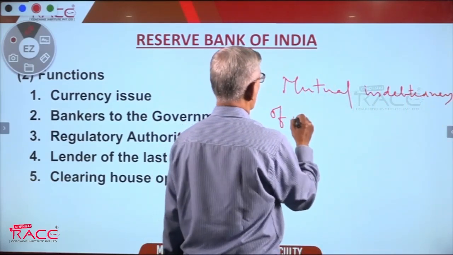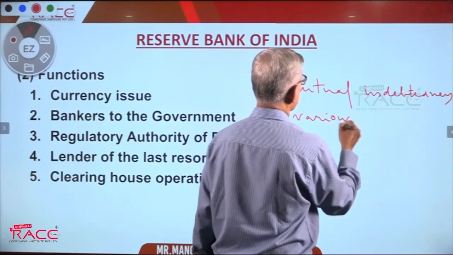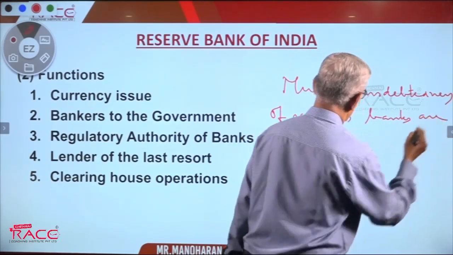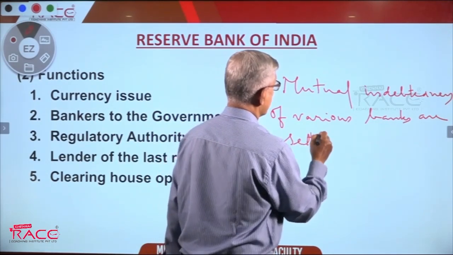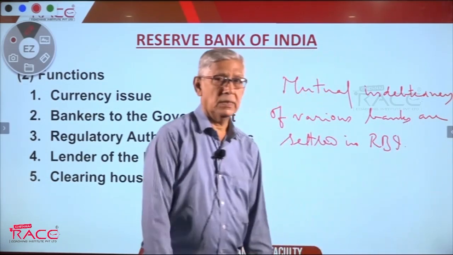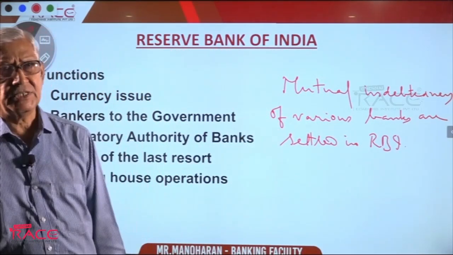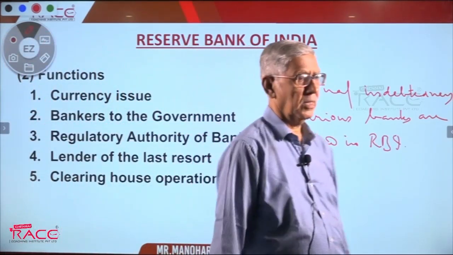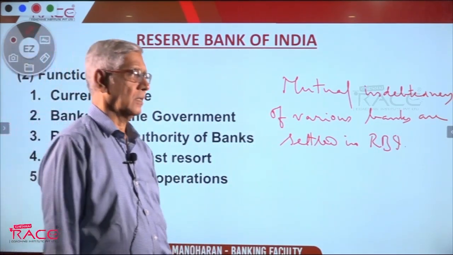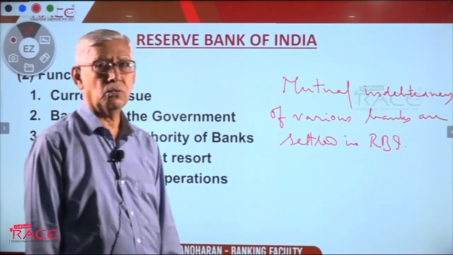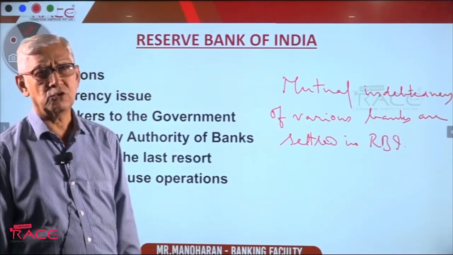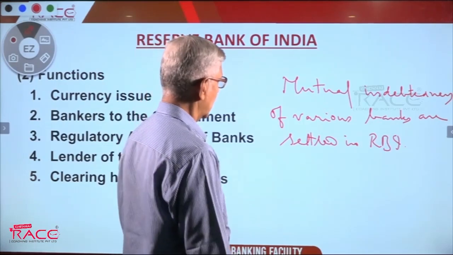Mutual indebtedness of various banks are settled in Reserve Bank of India. Say Canara Bank sends a NEFT or RTGS to State Bank of India. So State Bank of India pays that. So how to recover the amount from Canara Bank? So it is the Reserve Bank of India who acts as a settlement bank. Likewise, in case of checks, the checks are cleared through the clearinghouse. RBI is in charge for the clearinghouse.